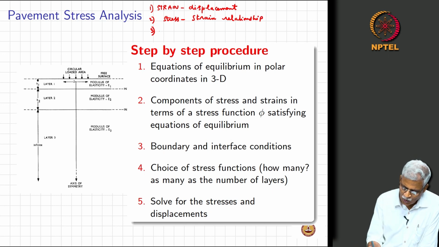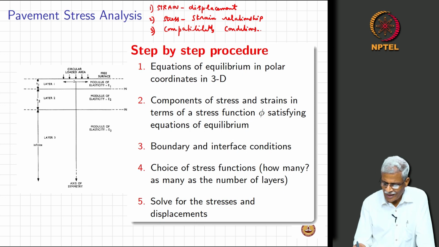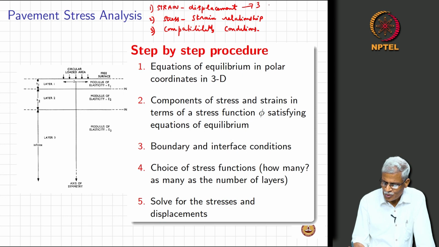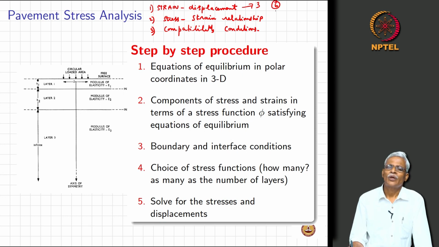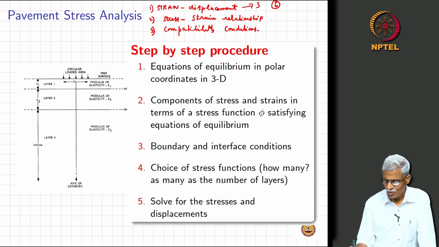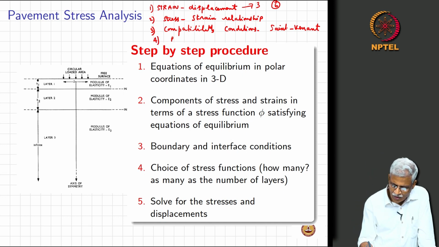Then you will have some kind of compatibility conditions. So, what does that compatibility condition mean? You will have 3 displacements U, V, W that will give rise to 6 strains. Now, given any 6 strains, I should be able to get back these 3 displacements. So, these are what are called as Saint Venant compatibility conditions.